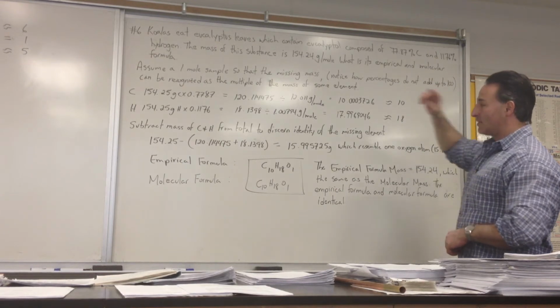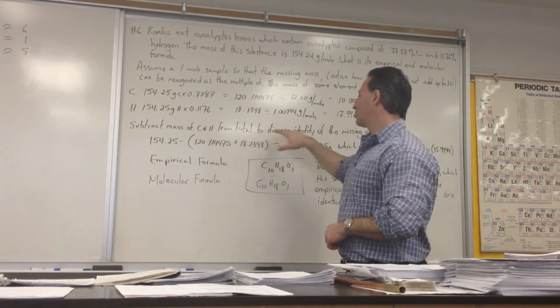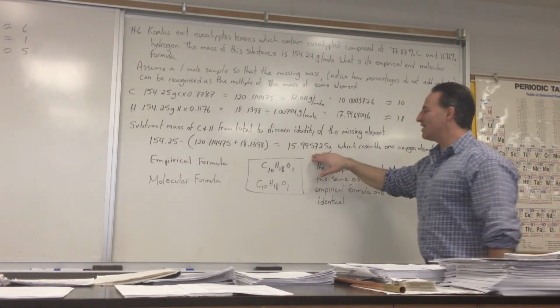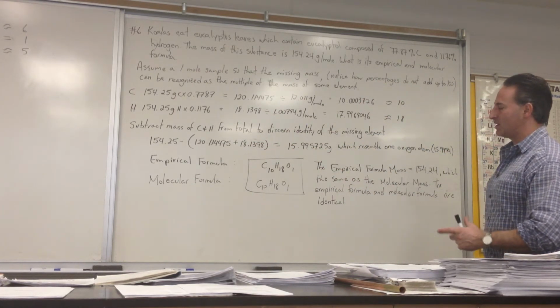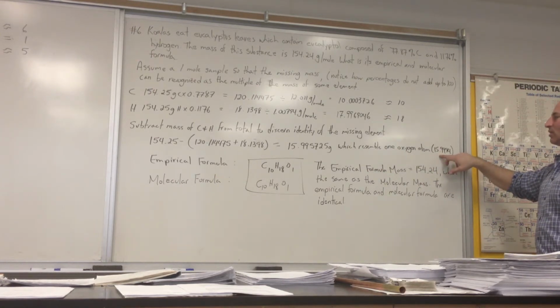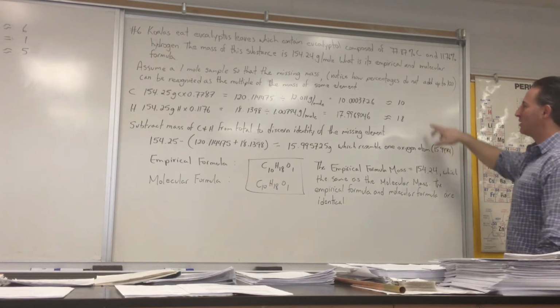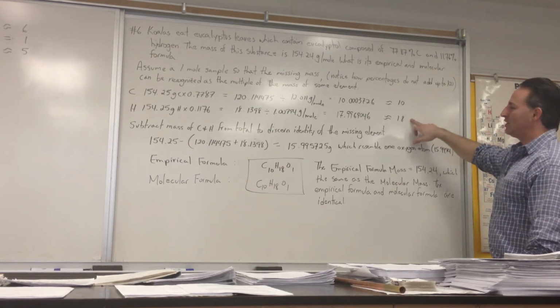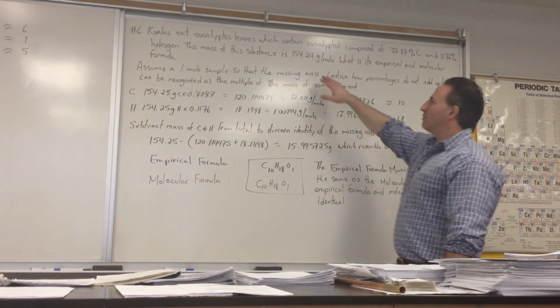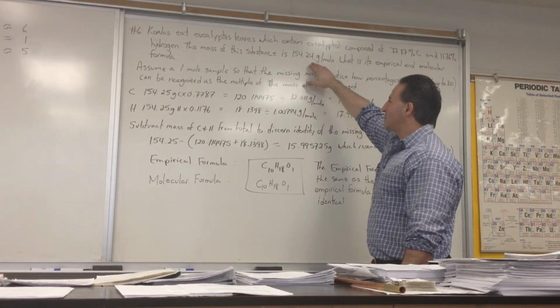Now, if we subtract the mass of carbon and hydrogen from the total 1 mole sample, we'll get that there's 15.995 grams of mass missing. Well, that corresponds very closely to the mass of oxygen. So that points to the empirical formula of the molecule being C10H18O1.